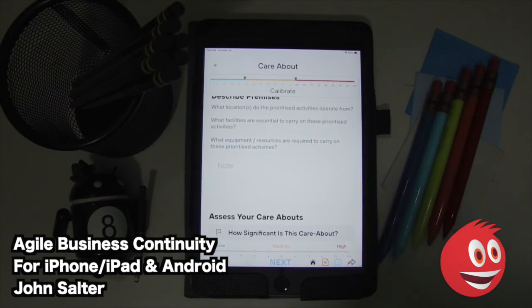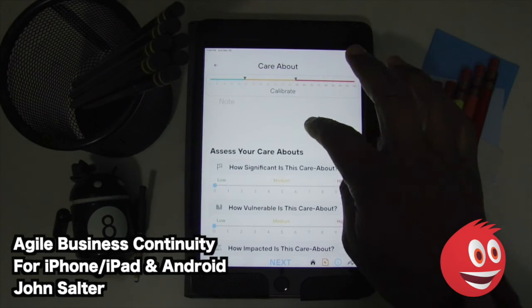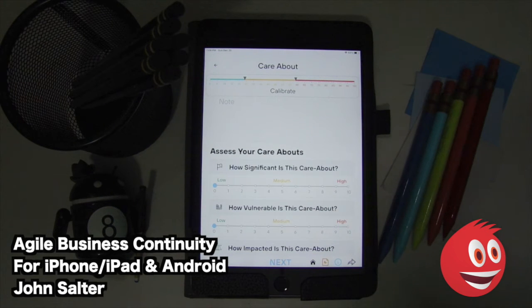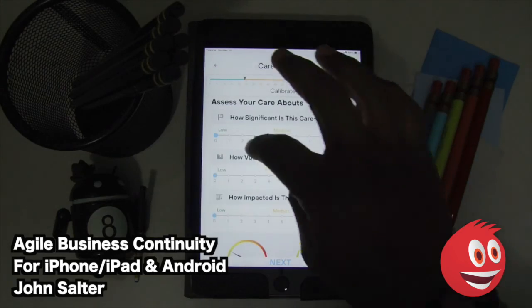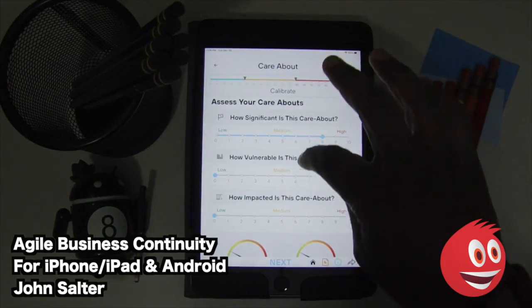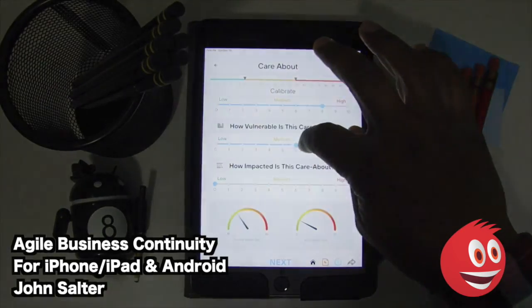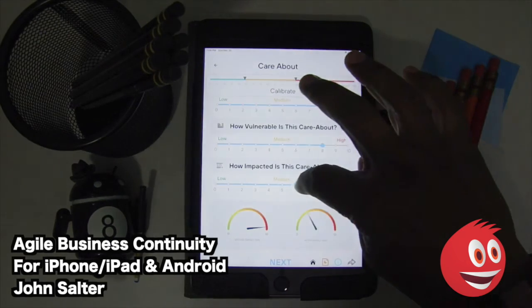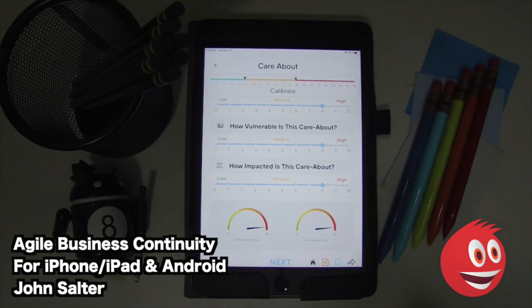And of course, when discussing this with your team, you would add some notes here. Assess your care abouts. How significant is this care about? And we go on from there. The same deal. We can see the before impact and the after impact risk. Now I'm going through this smoothly, rushing through just to show you how this would work in practice.